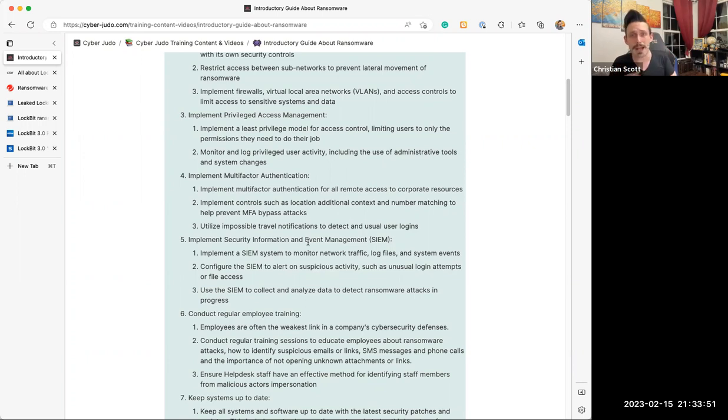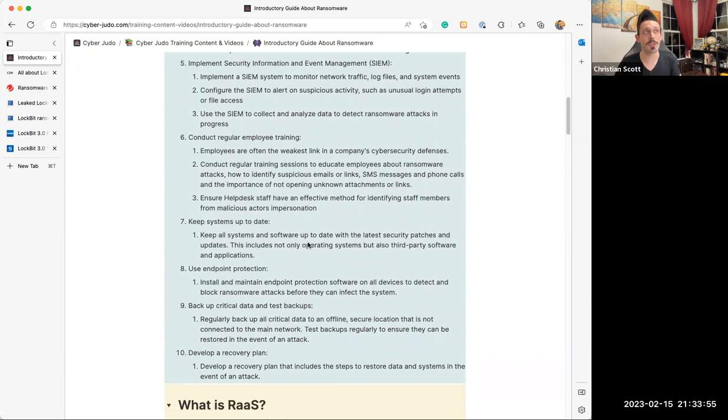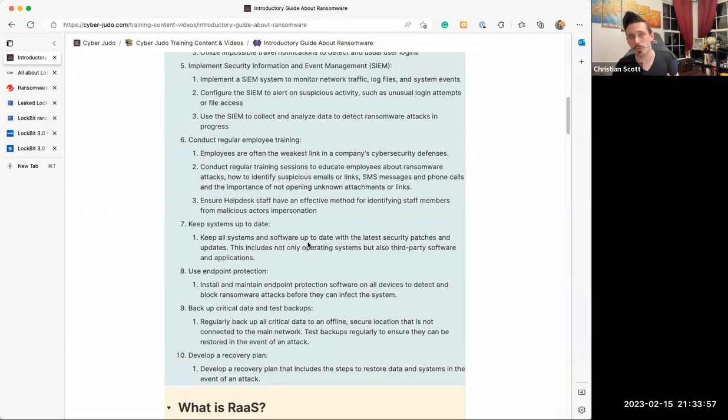And then implement impossible travel notifications for unusual user logins, right? So this way you can detect an unusual user login and go investigate it. And the faster you're able to detect the incident, the faster you're going to be able to contain the malicious actor in this security event.